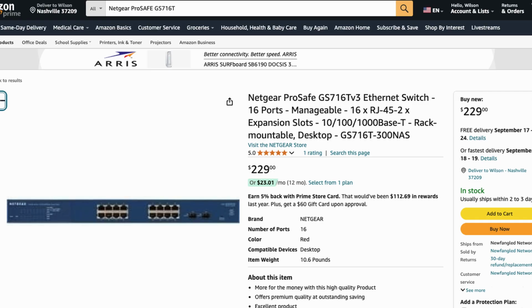Lastly, like the other systems, we're going to need some sort of network switch. And this, again, is going to help you with the cleanliness of your Ethernet signal. And for that setup, I would recommend the Netgear ProSafe GS716T, and that comes in at $230.